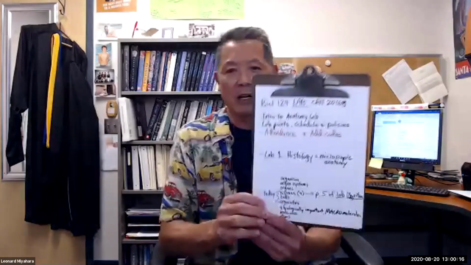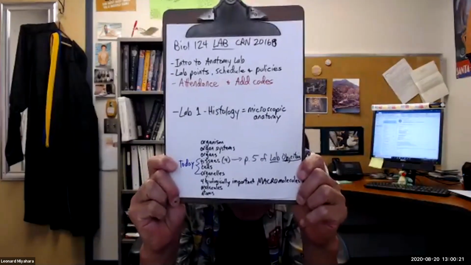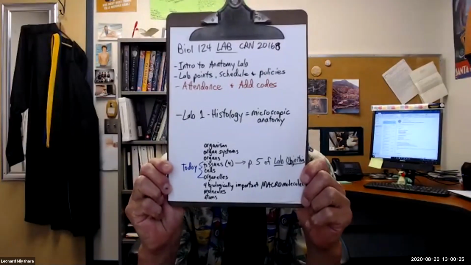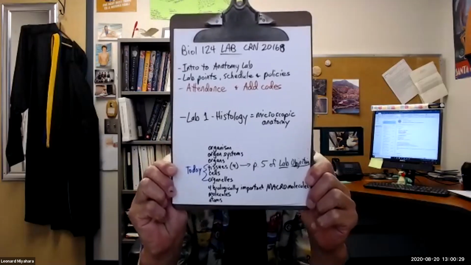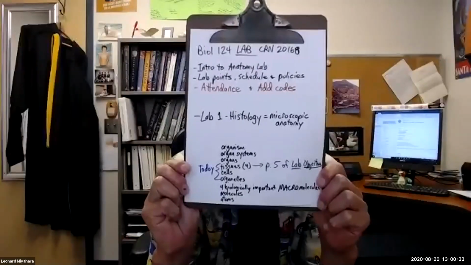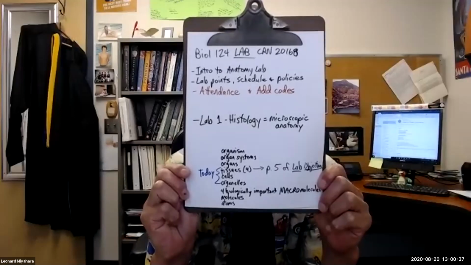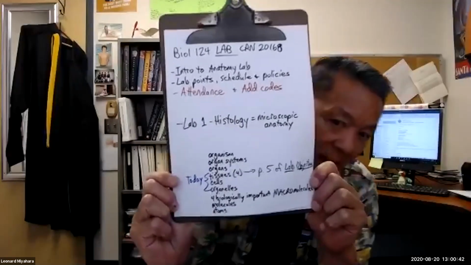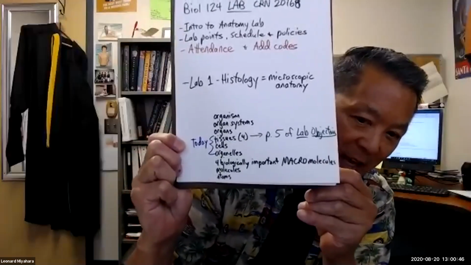Because this is what we're going to be doing today. I'm going to start out by getting you all centered in on anatomy lab. I do have to take attendance and do the last add codes. And then we have to do the first lab on histology. And if you're wondering what histology means, it means microscopic anatomy.